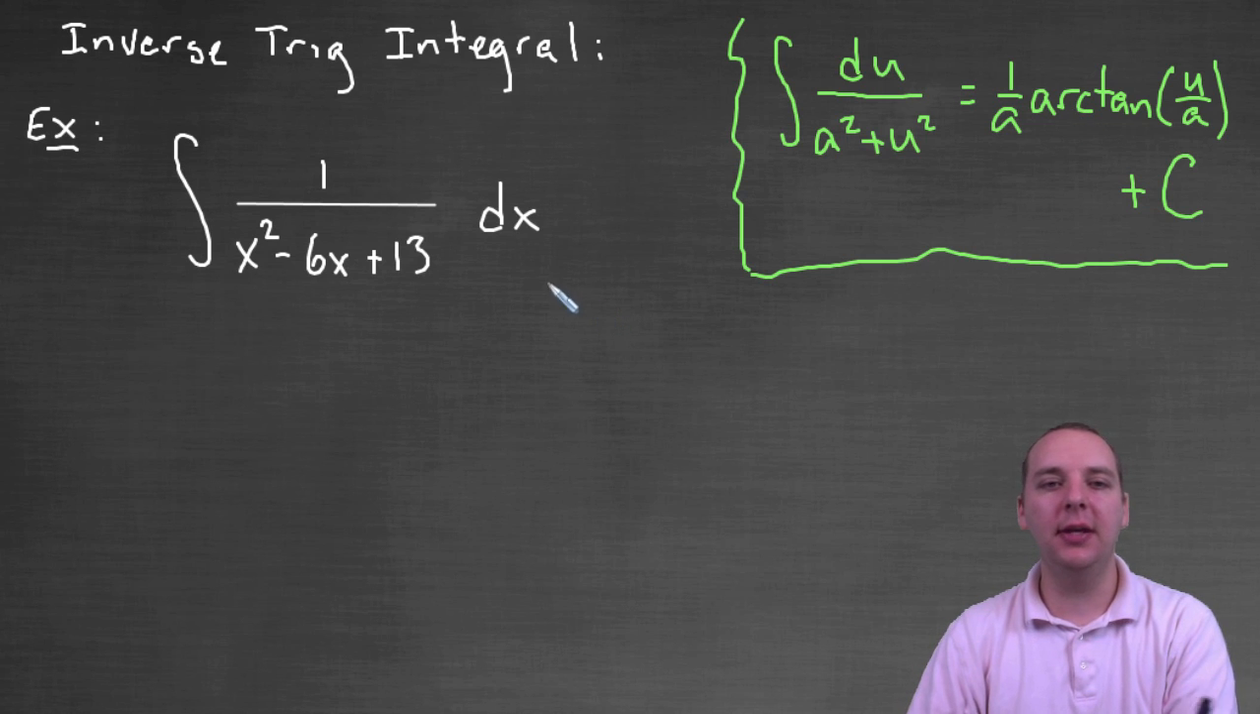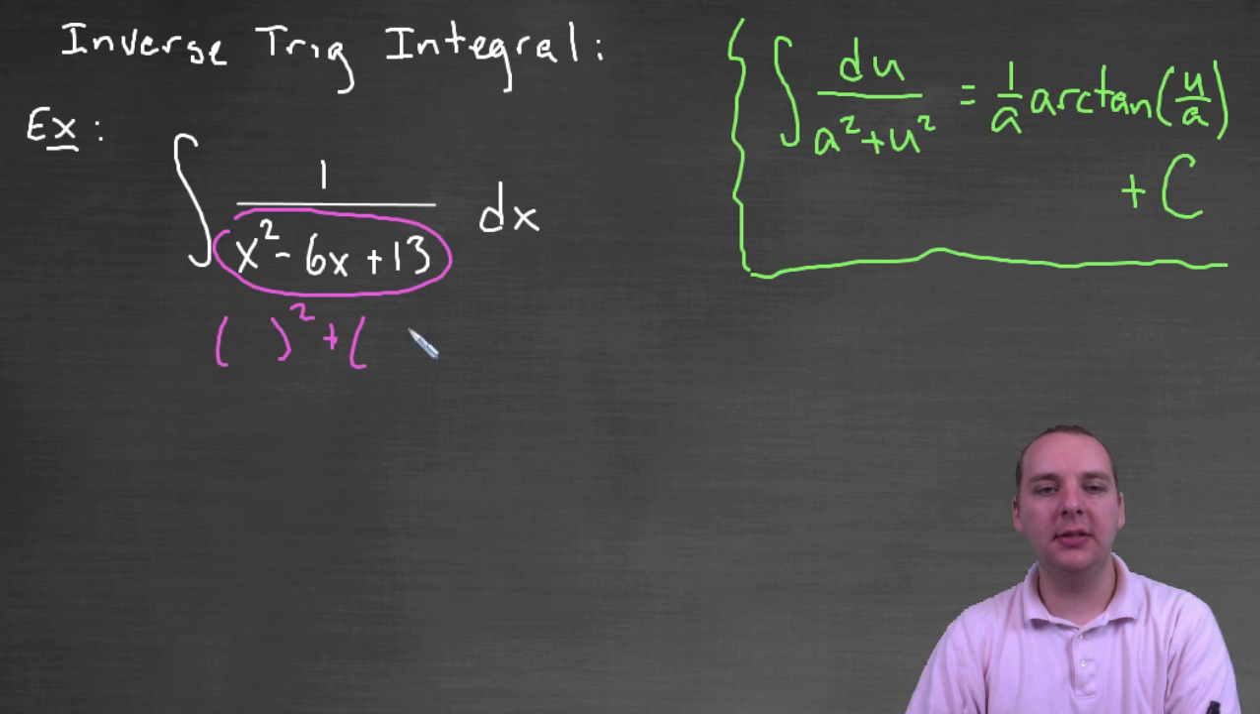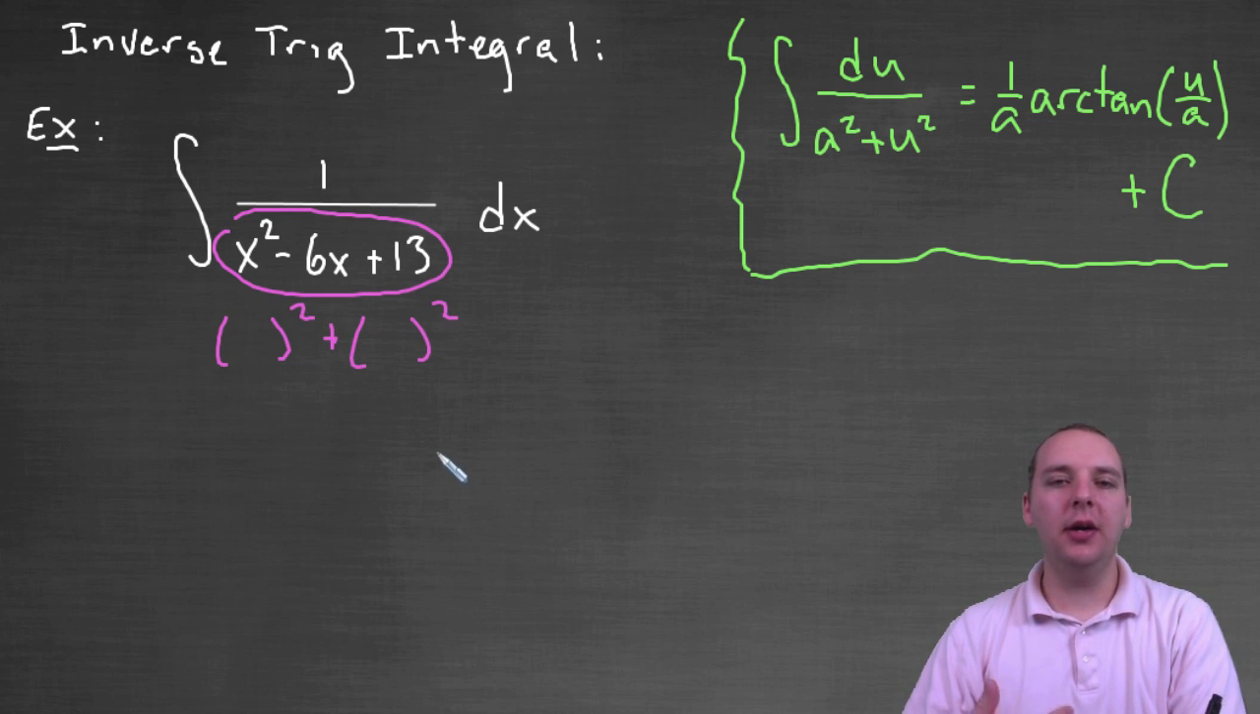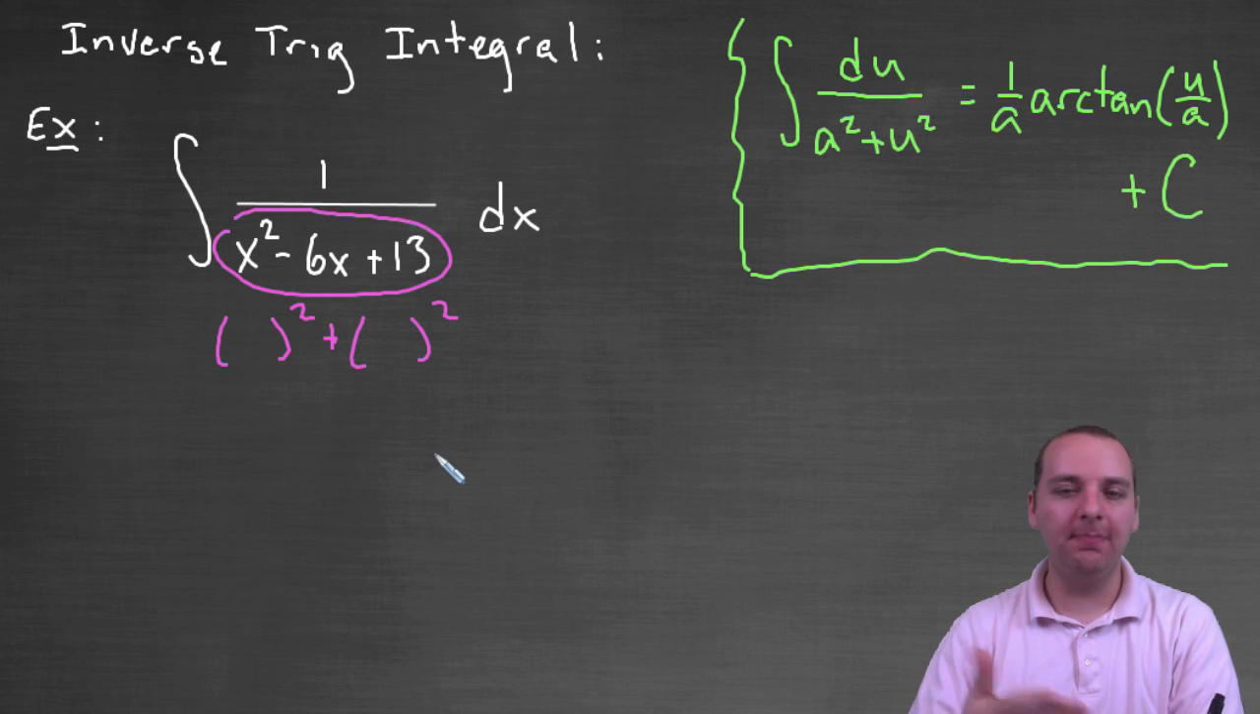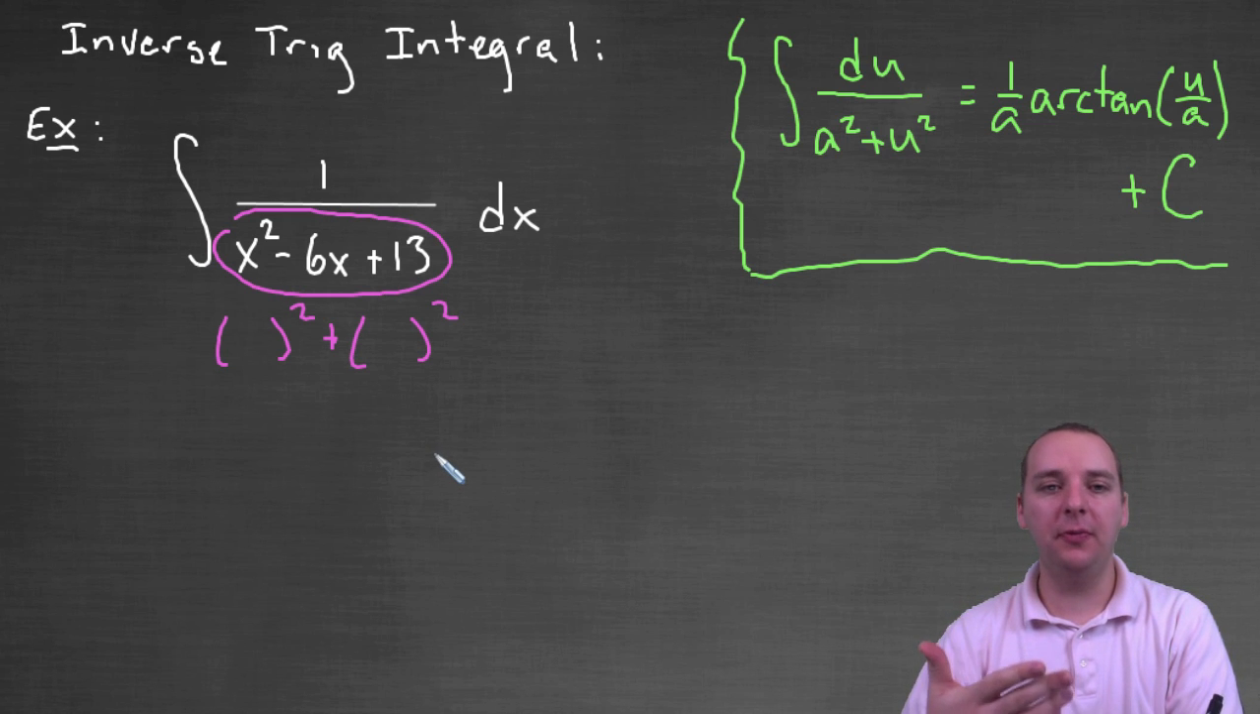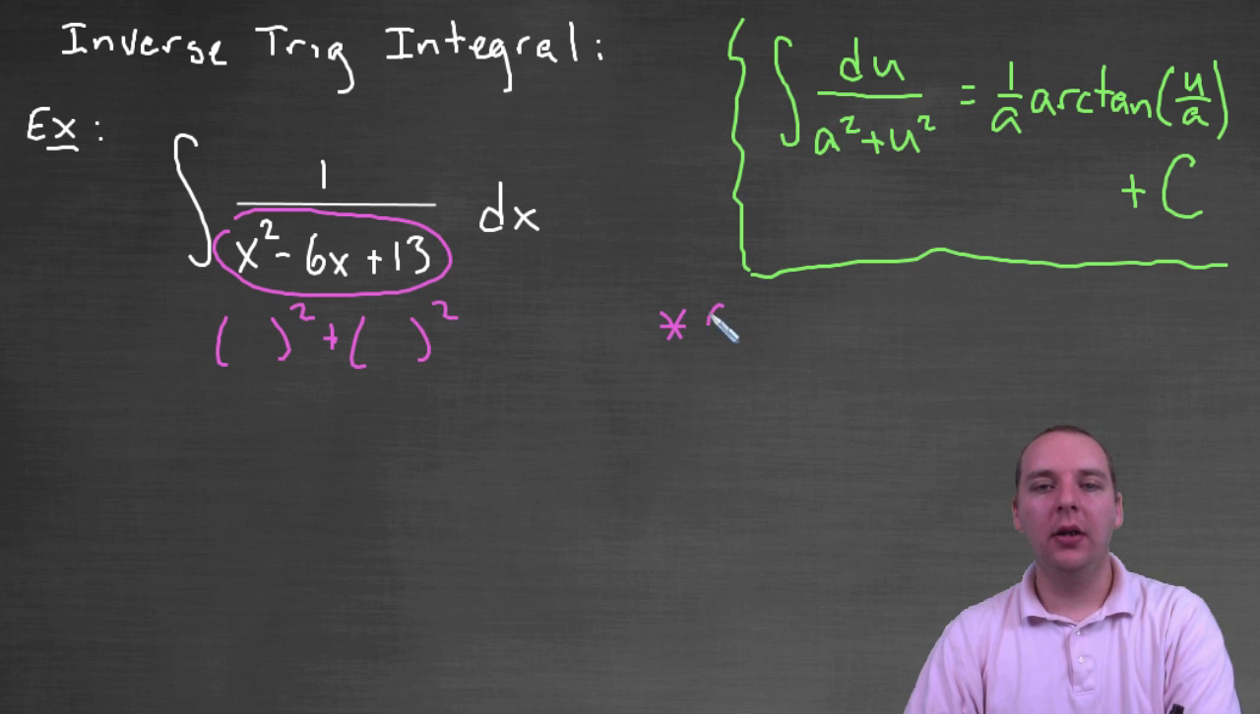Now here's the big thing. This denominator is not currently something squared plus something squared. So here's where an algebra technique is going to come in that we should be fairly familiar with. It's called completing the square.